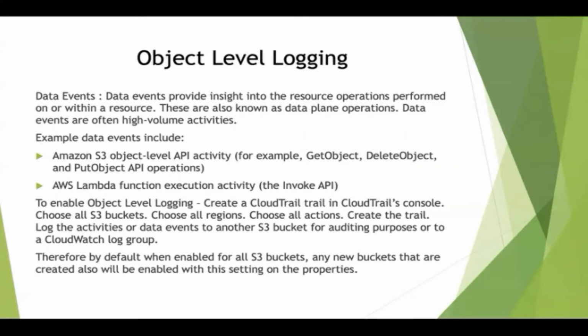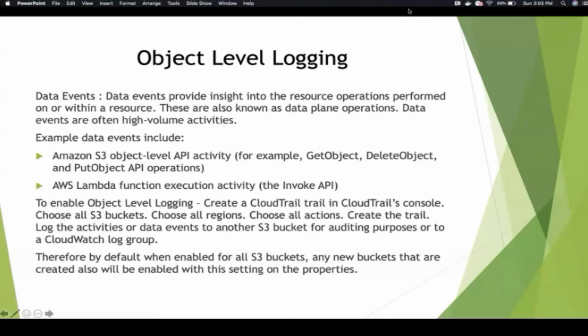But when it came to object level logging, we described that it was API actions on the object and API actions on the bucket, something along the lines of get object, delete object, and put object API actions. We were able to go ahead and create a trail using a second service called CloudTrail, which was used to track all the API activity in the AWS account. And we chose all regions, and we chose all actions.